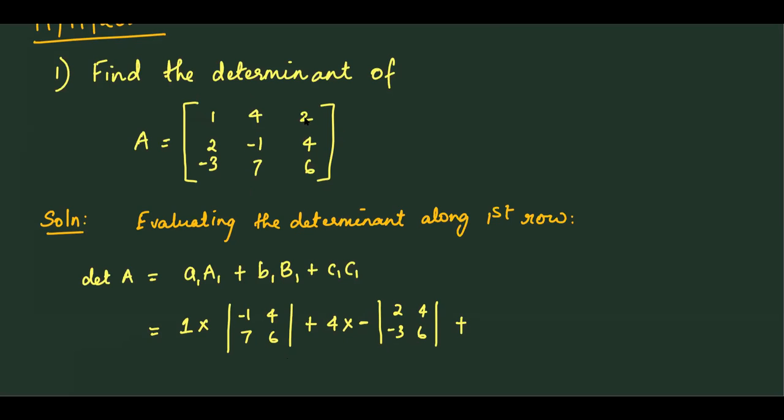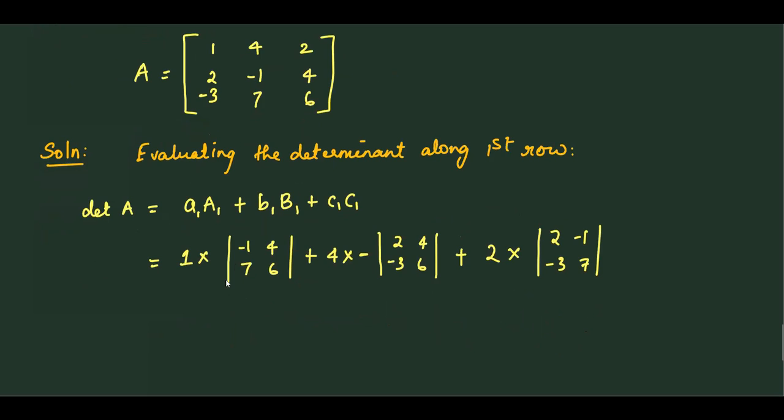Then the first row third column element, 2 into. Now cofactor here is associated with positive sign, plus minus plus. So it is plus, remove the first row and third column, 2 minus 1 minus 3 7. This intermediate step you can skip actually, if you know what you are doing.